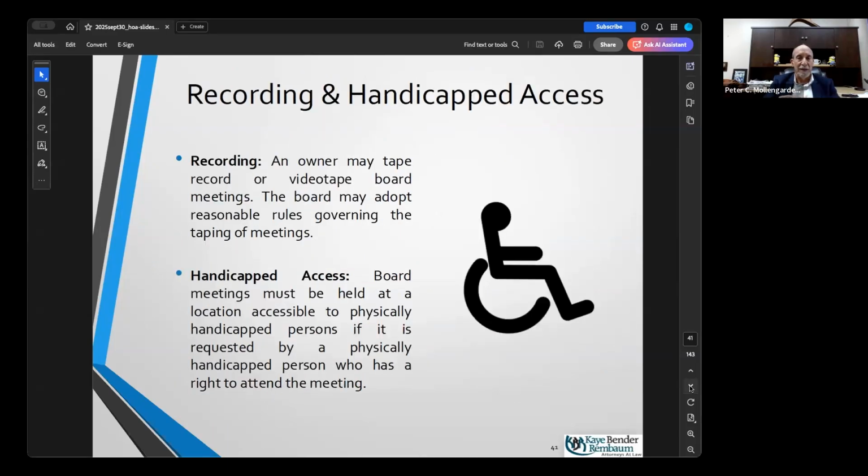Now, recording and handicap access, and we mentioned this before, similar to members' meetings, an owner may audio or video record or videotape board meetings. And you can adopt reasonable rules regarding the recording or taping of the meetings. And similarly with handicap access, board meetings must also be held at a location accessible to physically handicapped persons if requested by a physically handicapped person who has a right to attend the meeting.